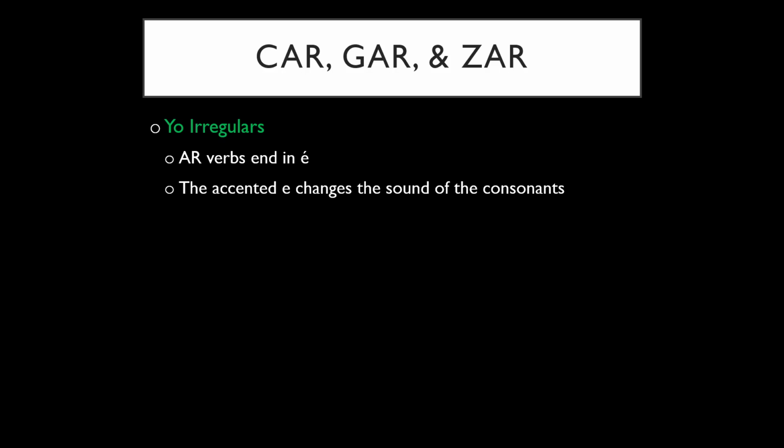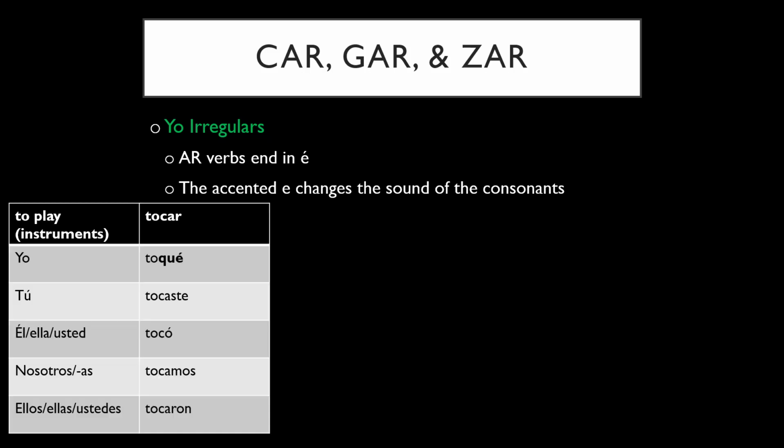In the preterite tense, we now have an accented e, or é, at the end of the yo form of AR verbs. In order to keep the correct sound of the consonants in certain verbs, the yo form is altered. There are three types of regular AR verbs. They are verbs that end in car, gar, and zar. An example of a car verb is tocar. In order to keep the hard k sound, the ending changes from c to qu. Only in the yo form we have a change that is toqué. The rest will be regularly conjugated using the preterite AR endings.